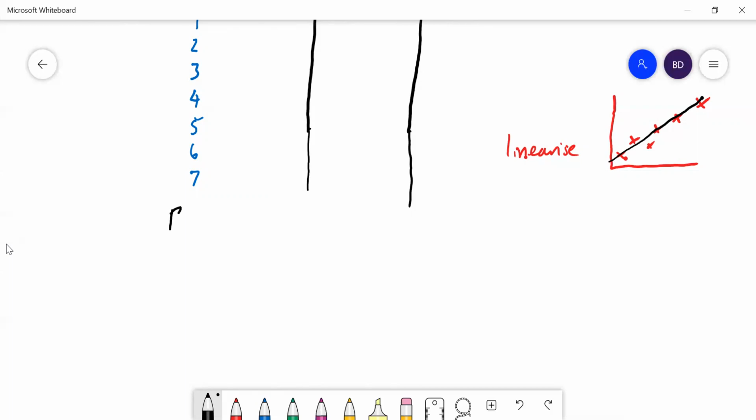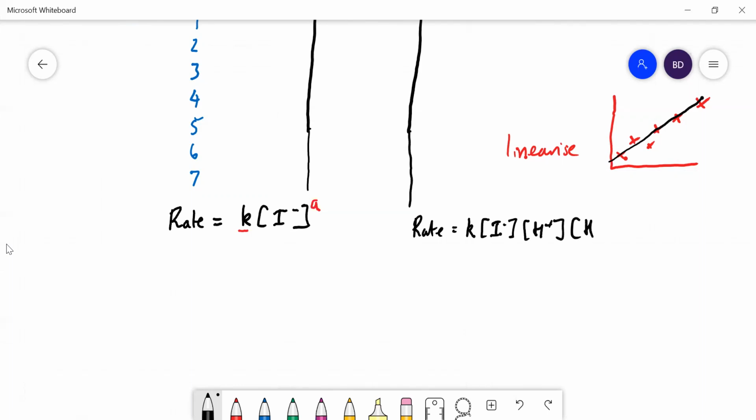We know that rate is equal to a constant times [I⁻] to the power of a, where a is the order with respect to iodide ions. Just note that this is not really a rate constant, because the full equation would be rate equals rate constant times [I⁻] times all the other reactants, H⁺ and H₂O₂.